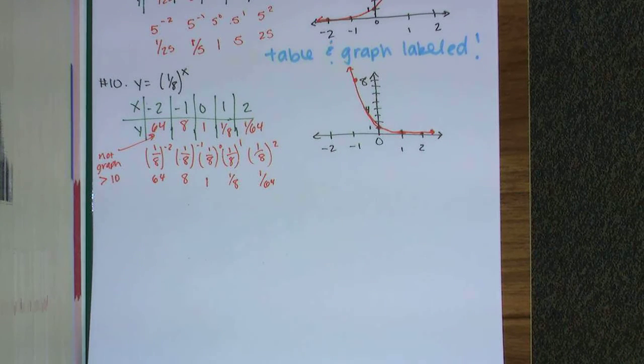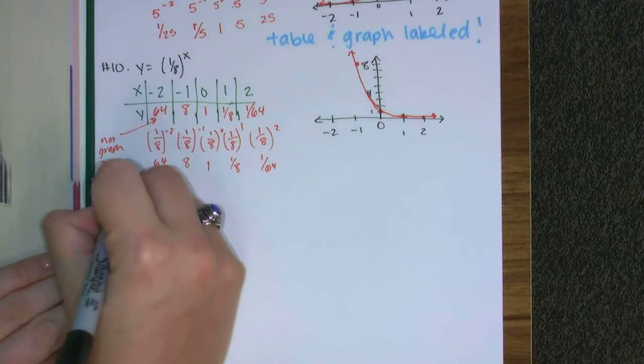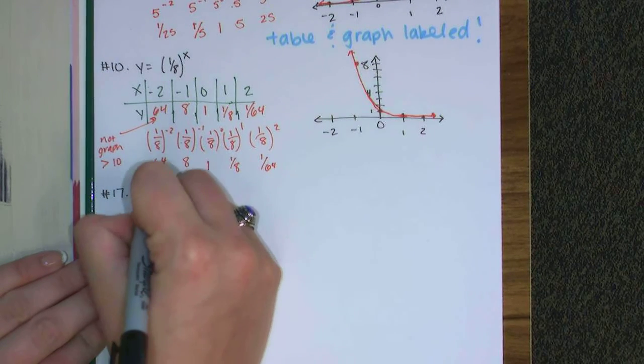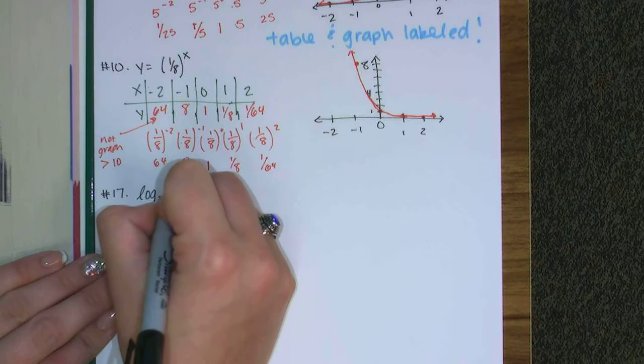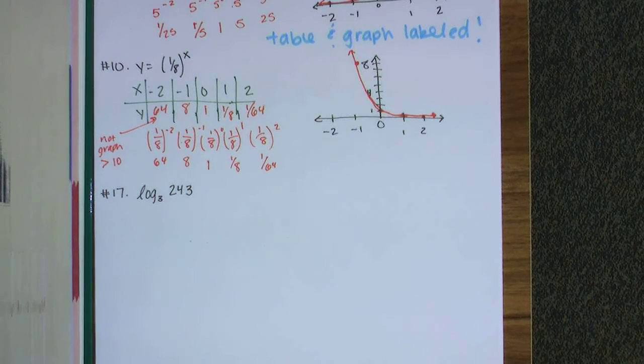So, now we can jump into the actual logarithm problems. Number 17. Log base 3 of 243. And I am evaluating without a calculator. So you need to show your work on these. A lot of people just gave me answers. Not going to cut it. Okay? So, these problems, set them up.